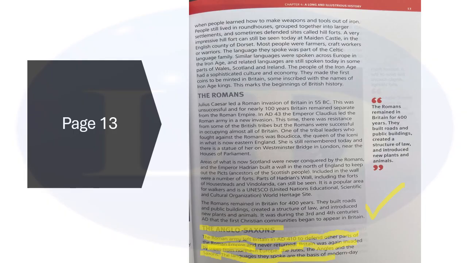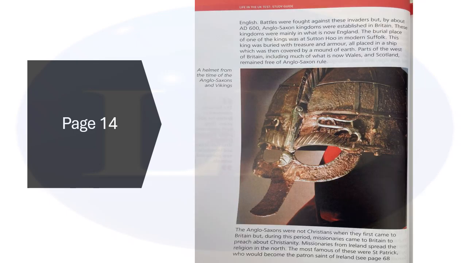The languages they spoke were the basis of modern day English. These people spoke a mix of 3 languages, you could say. In this way, these were the basics of the English language that we speak today. That was the start of the English language. Battles were fought against the invaders, but about AD 600, Anglo-Saxon kingdoms were established in Britain. Like the Romans, they had some resistance, but by AD 600, the Anglo-Saxons had fully established their rule here in Britain.